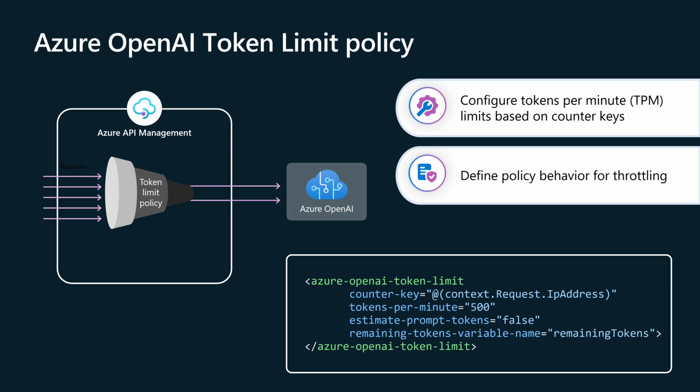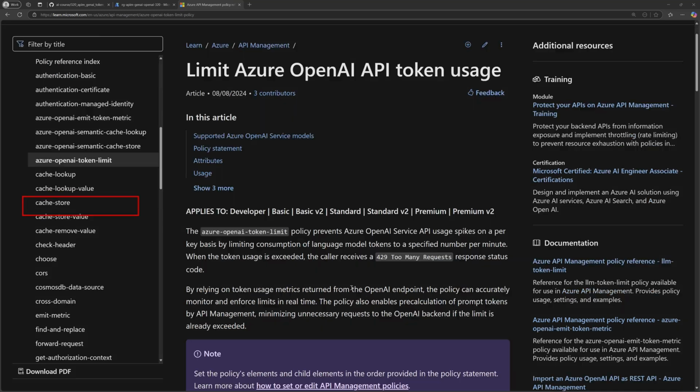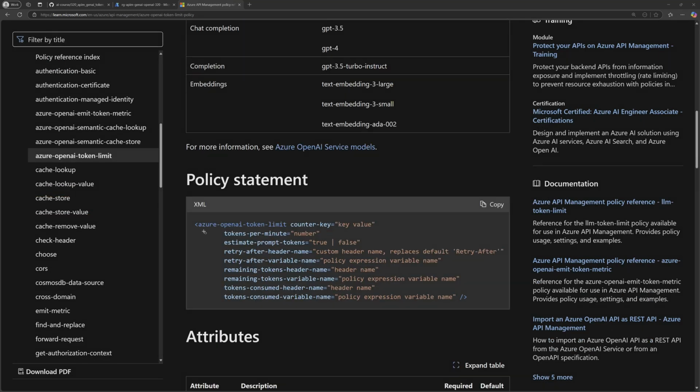So token limit policy is a new added feature for the GenAI Gateway in API management, and it's documented in Azure documentation, where you can see here all the attributes that could be used within that policy.